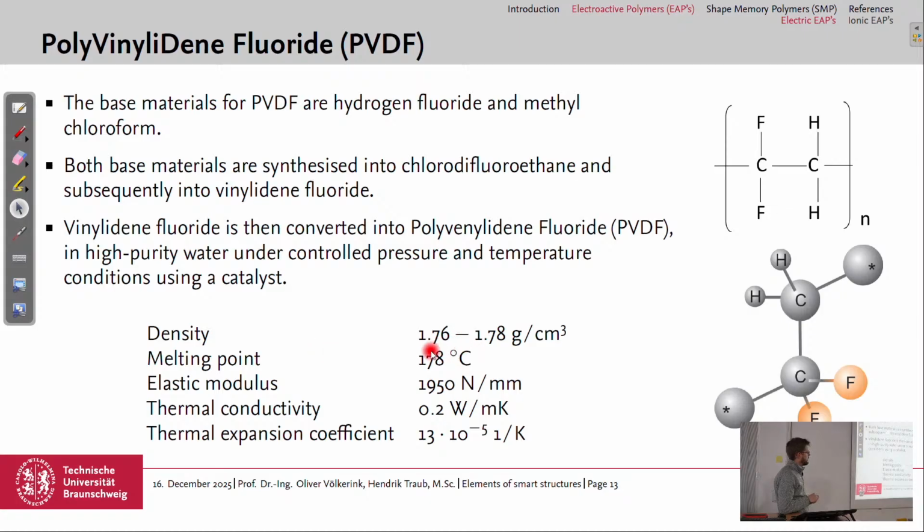Density is around 1.76 to 1.78 gram per cubic centimeter. Melting point is at 178 degrees. Elastic modulus about 2 gigapascals. And thermal conductivity and thermal expansion coefficient also given here.